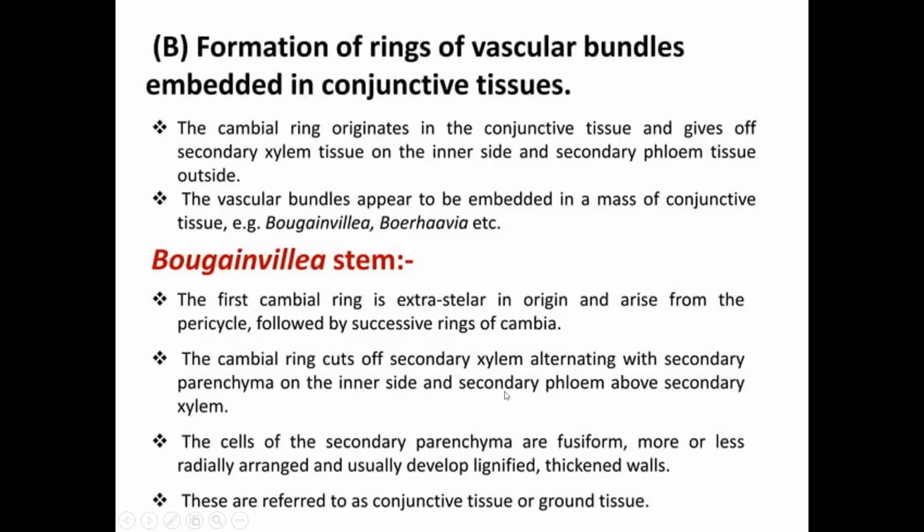So it produces secondary xylem and secondary parenchyma on the inner side and secondary phloem towards the outside. The cells of the secondary parenchyma are fusiform, more or less radially arranged, and usually develop lignified thickened walls. So these are referred to as conjunctive tissue or ground tissue.